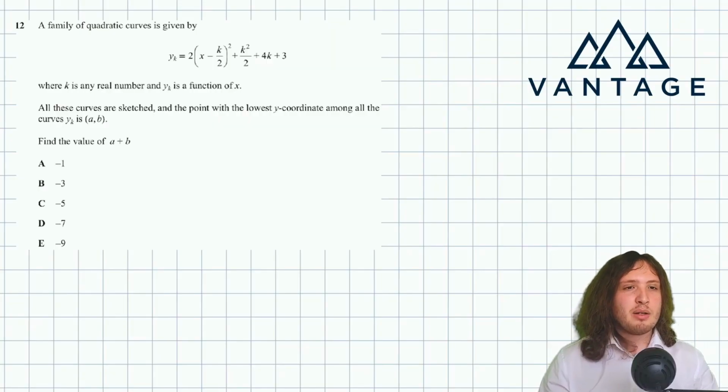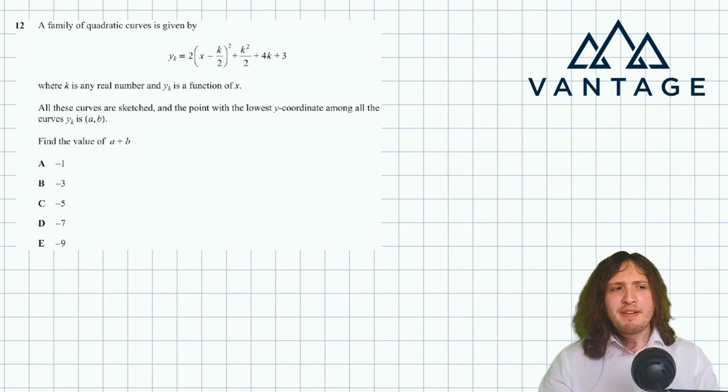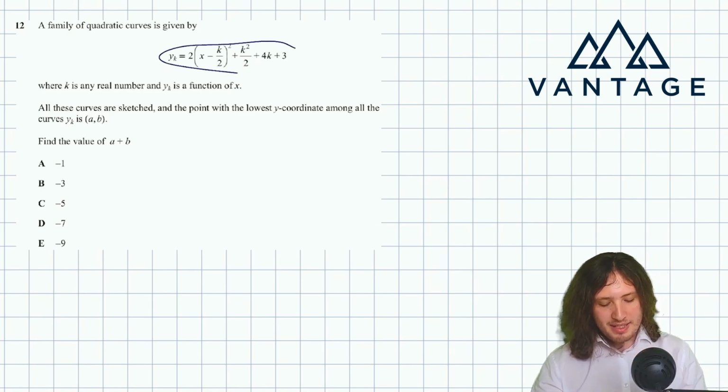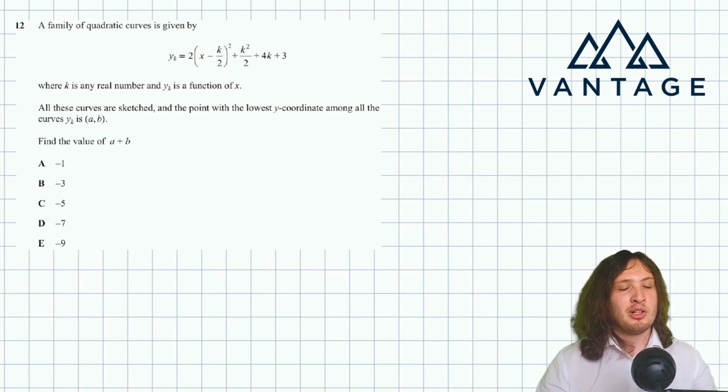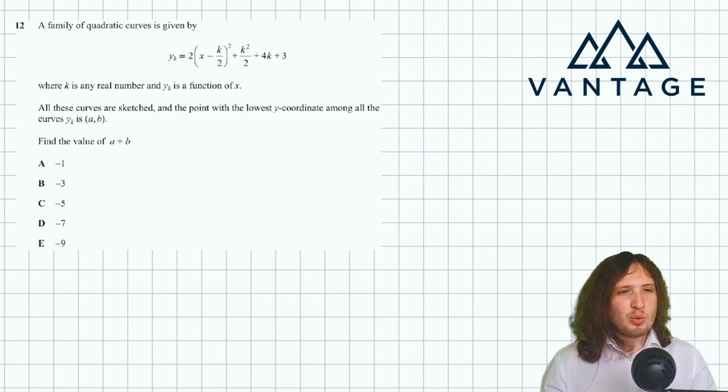In this question, we're told a family of quadratic curves is given as here. By family of curves, what they of course mean is that for each choice of k, this is a different quadratic. So we've got lots of different quadratics, and we can pick out one in particular by choosing the value of k, where k is a real number and yk is of course a function of x. We're told that all of these curves are sketched, and the point with the lowest y coordinate among all the curves yk is (a, b). We need to find the value of a plus b.